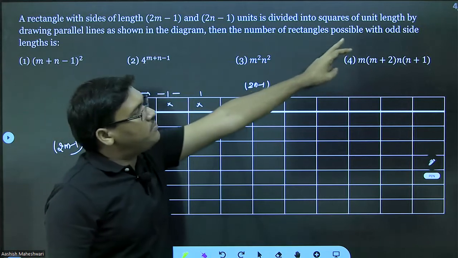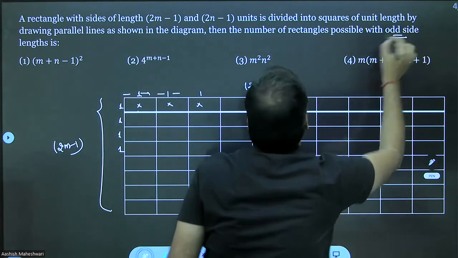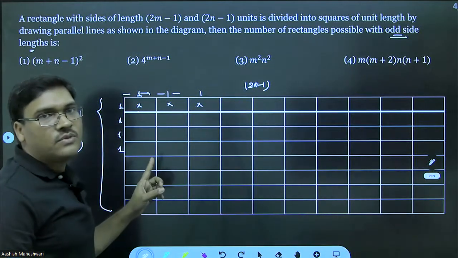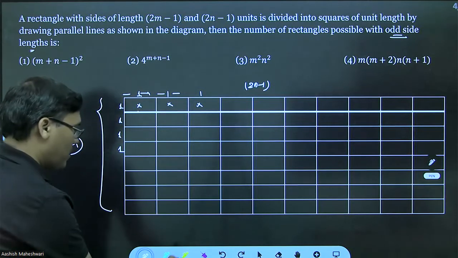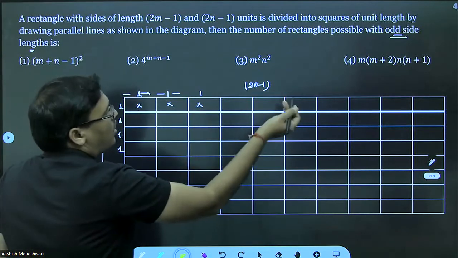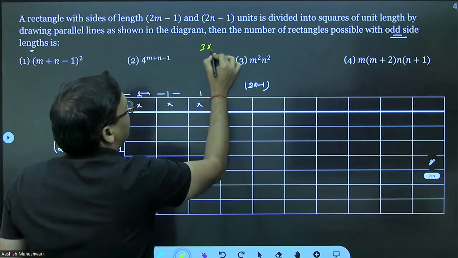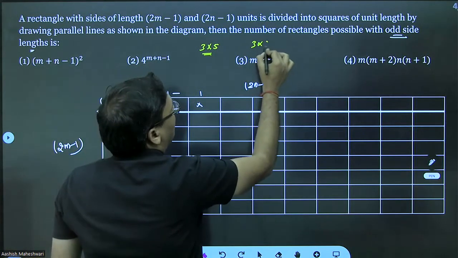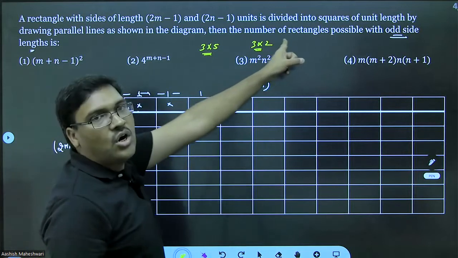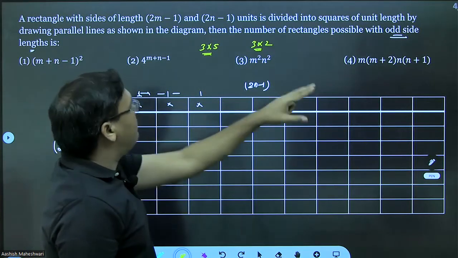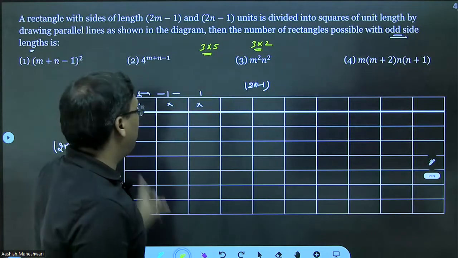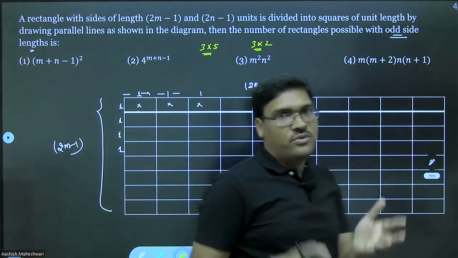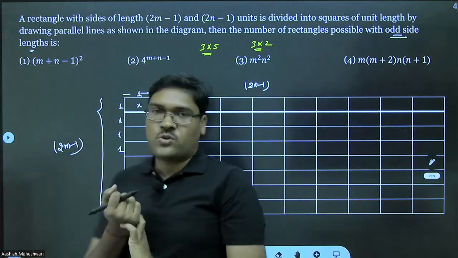Then the number of rectangles possible with odd side length is... Now you have to calculate the number of rectangles here which have odd side length. What is the meaning of odd side length? For example, I can have a rectangle of 3 cross 5. I cannot have a rectangle of dimension 3 cross 2 because this is not an odd side length. So we have to find the total number of rectangles possible in this. You can try this question, think about this, and pause. I'll just start with the discussion on this question.